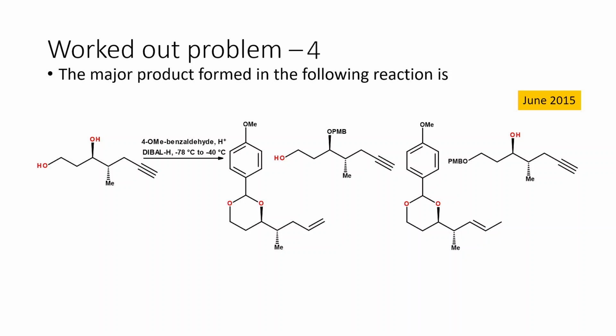So let us move on to the next problem. Here the major product formed in the following reaction is... we have an alkyne diol given. This is treated with 4-methoxybenzaldehyde in the presence of acidic conditions, followed by DIBAL-H reduction at -78 to -40 degrees centigrade. We end up with 4 different products, A, B, C, and D. And we have to identify what is actually the right product that will be formed in this particular reaction.